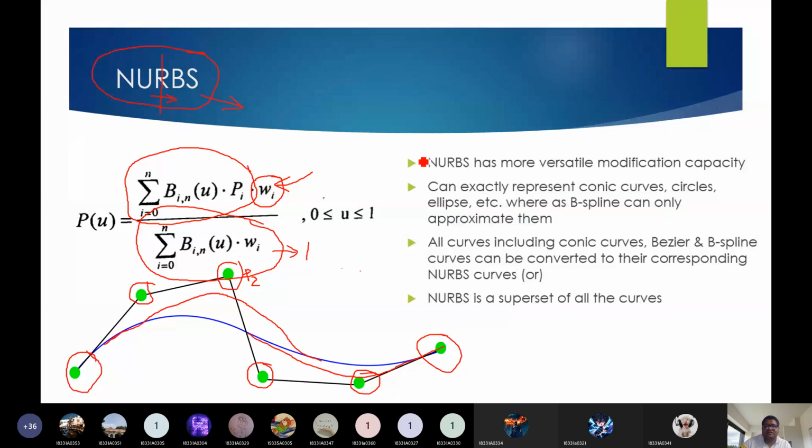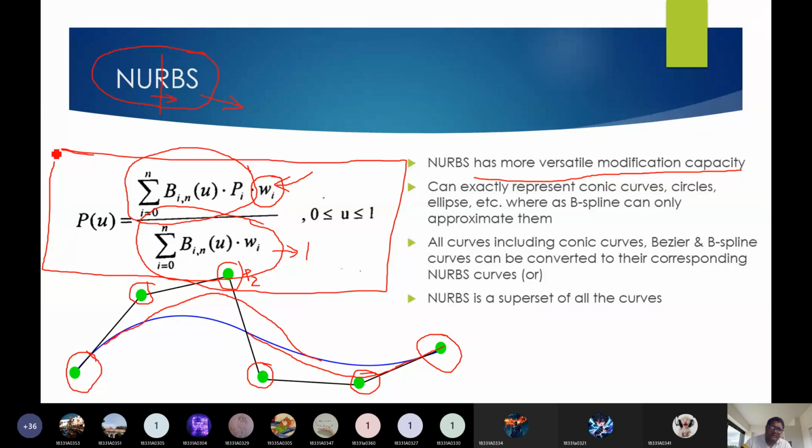Some characteristics of NURBS: it has more versatile modification capacity, because you can play with the weightages given to control points, and it can exactly represent conic curves, circles, and ellipses. This means this equation can accommodate any kind of curve. Even a circle can be written into this form. This form can accommodate whatever curves we discussed so far, whether analytical or synthetic. That is the reason NURBS is considered a superset of all curves.